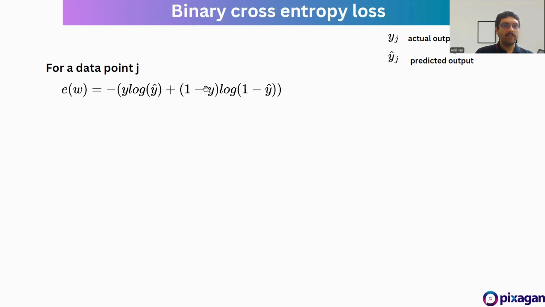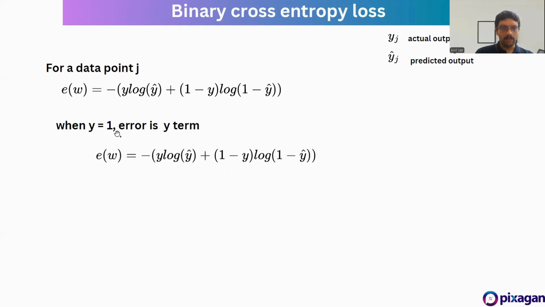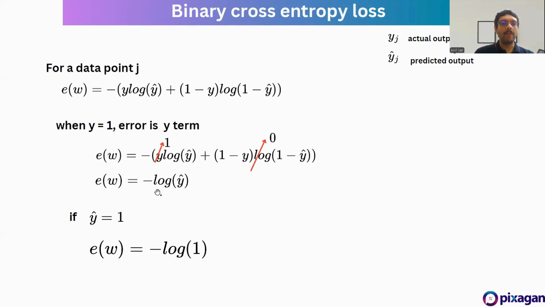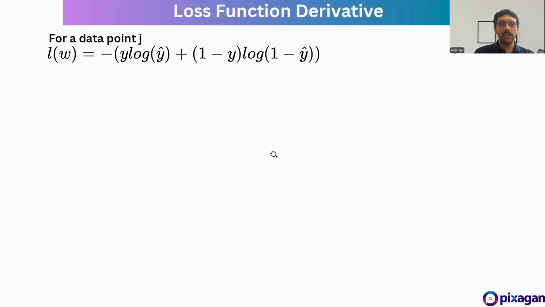Same thing here. What if you have a label of 1? This y is 1, so this term is log y hat. 1 minus 1 is 0, so this term goes away. What you're left with is minus log y hat. What happens if it's predicted correctly? The error is minus log 1, which is 0. So we see that this loss function gives the right error values if the prediction is correct. And if not, you will get an error, because this will not be 0. So we see that the loss function makes sense.